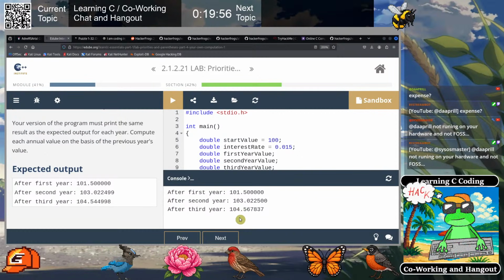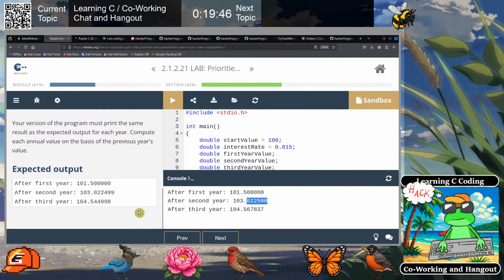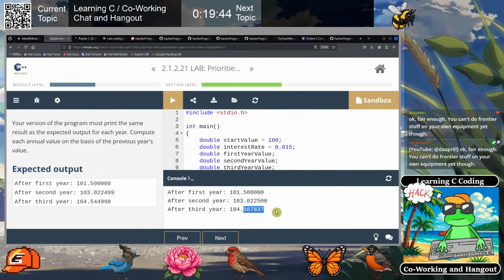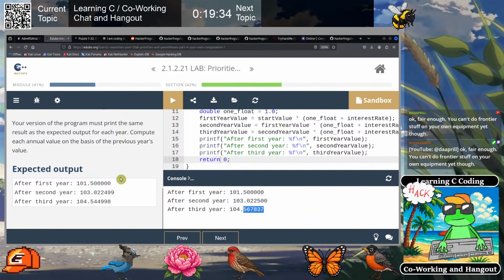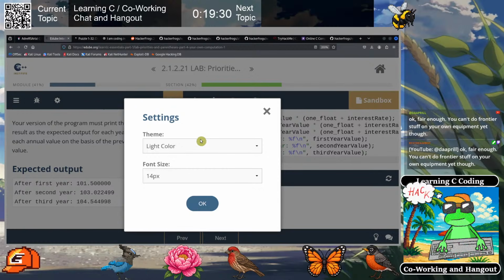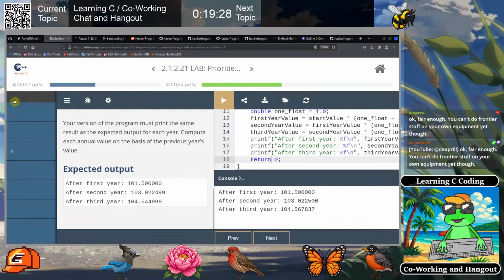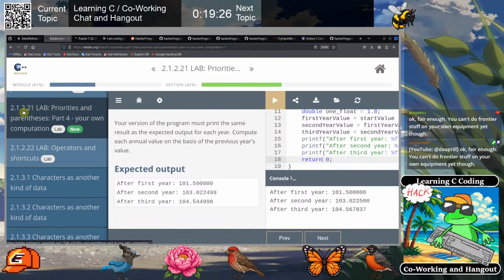Oh, now we've got two different ones. So the second year and the third year are now wrong. So the second year is wrong, the third year is wrong. And this comes from setting our double. So I wonder what the problem is here. Can we ask questions?